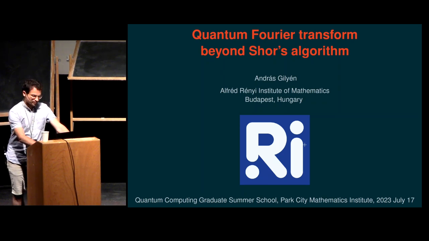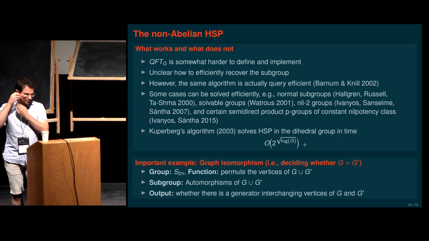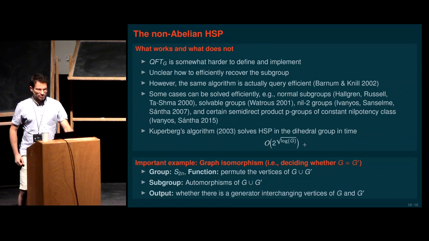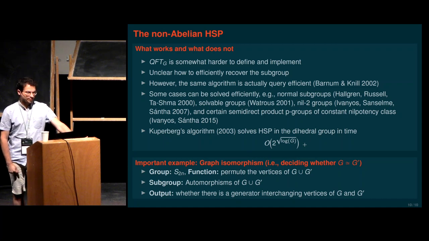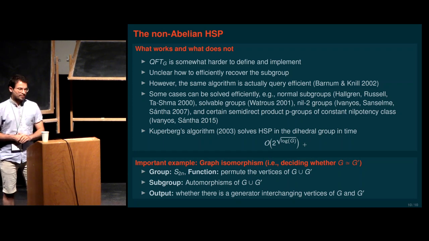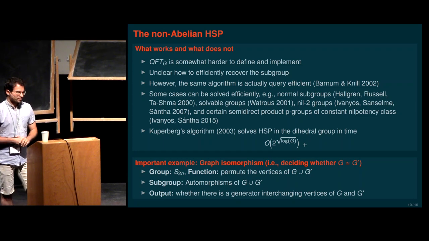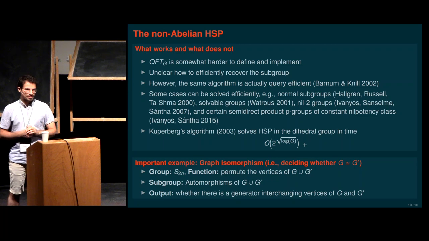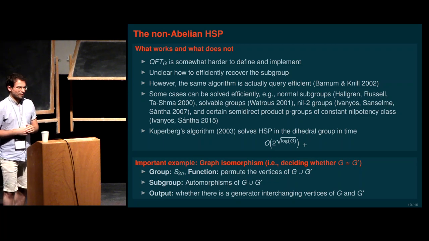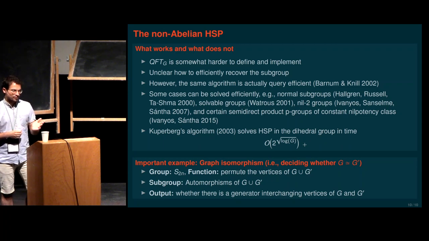So first, to the topic of the first lecture, which was about the hidden subgroup problem. I was asked the question, what happens in the non-abelian case? Here is a brief summary. The problem is not really with the Fourier transform. The Fourier transform itself is somewhat harder to define and implement for non-abelian groups, but that's not the crucial problem why the non-abelian case cannot be solved efficiently, or at least we don't know how to solve it.